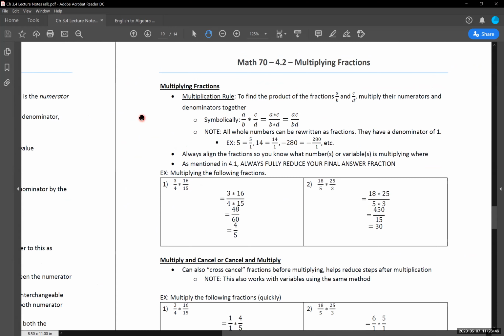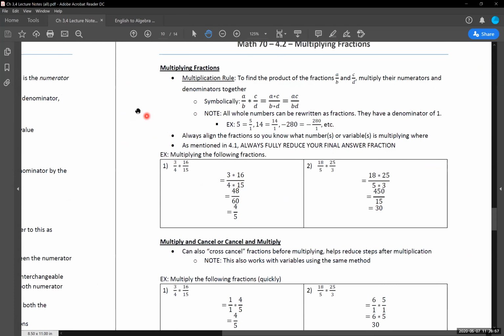So okay, I'm going to go through a couple, our definition, how we write this thing out symbolically, and then we'll go through our examples that we have listed and some different options that we have on how we can skip some steps and use some shortcuts as well, because shortcuts are nice.